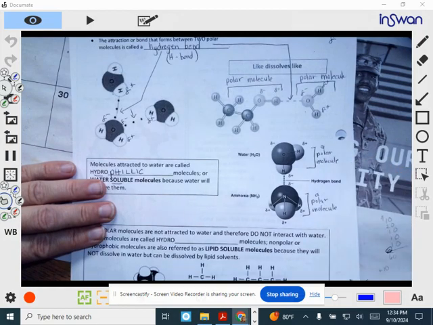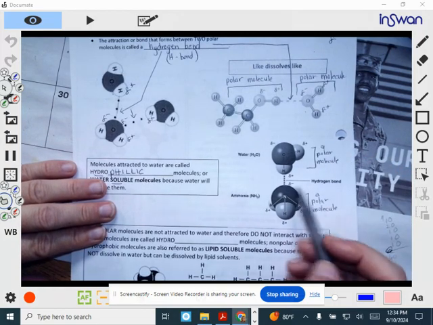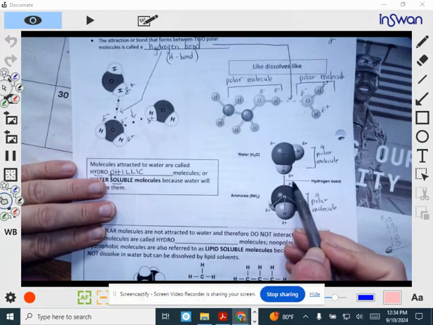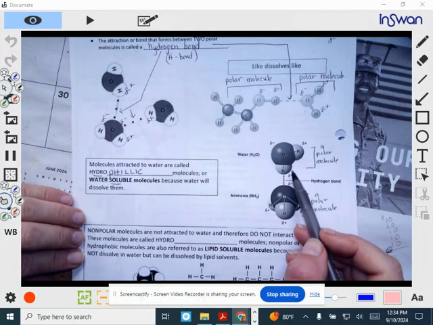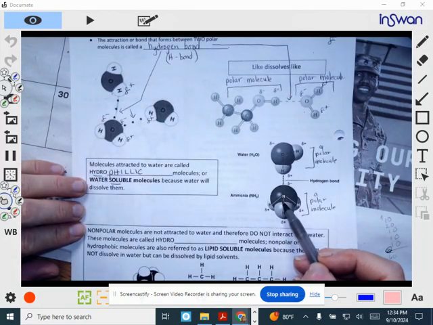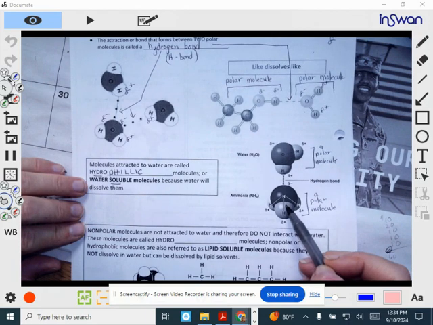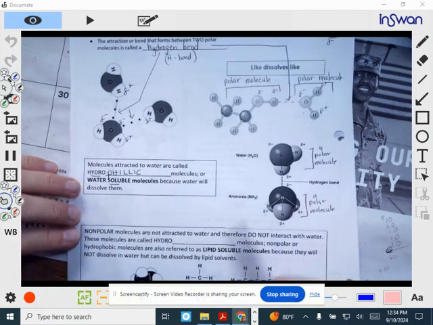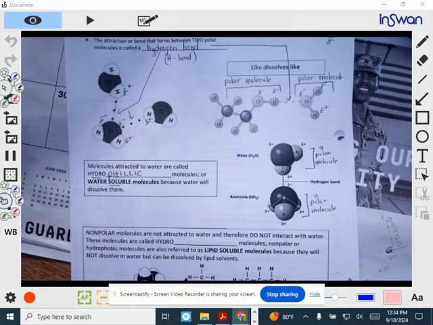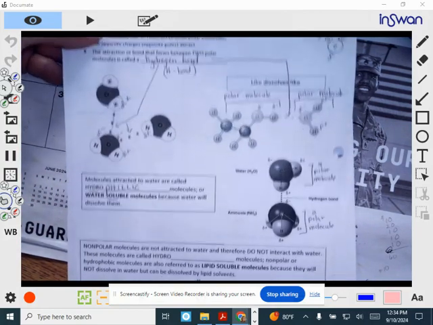Polar molecules will interact with other polar molecules. Those opposite charges attract, and that's called a hydrogen bond. So we would say ammonia is hydrophilic. It's also water soluble. If you add it to a beaker of water, it's just going to spread out and dissolve evenly throughout that beaker of water.